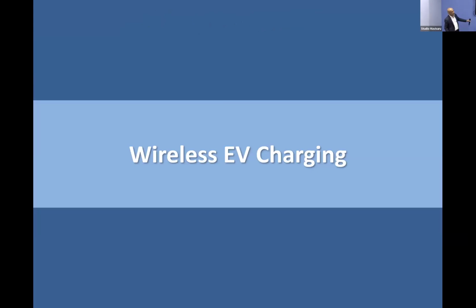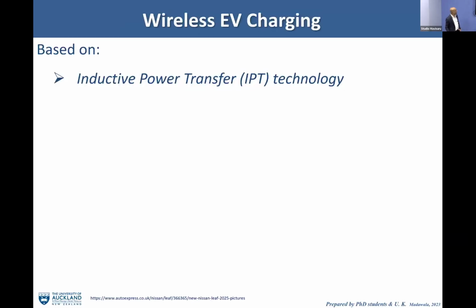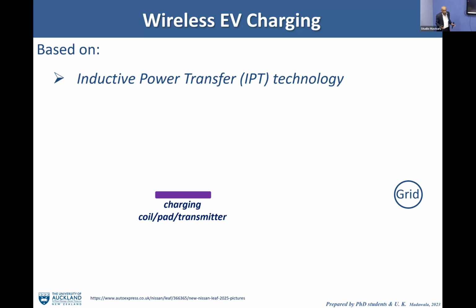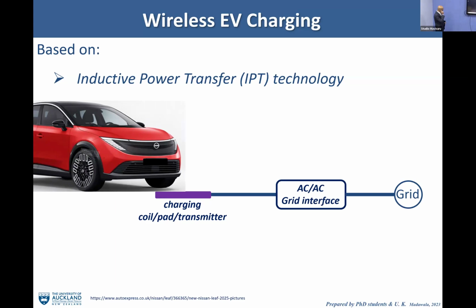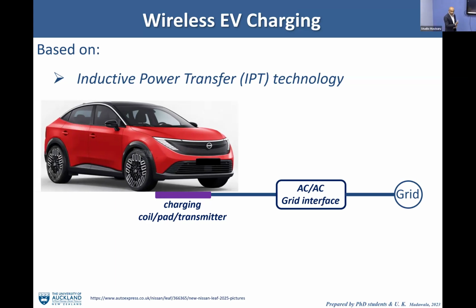So this is about wireless EV charging, which is based on inductive power transfer. What actually happens is here we have a grid, the energy source. Then we have a coil, which we call the charging pad, on the ground. Then we have an interface. What that interface does is an AC to AC conversion. I'll show you the interface in a minute. And the car comes and parks on top of the charging coil.